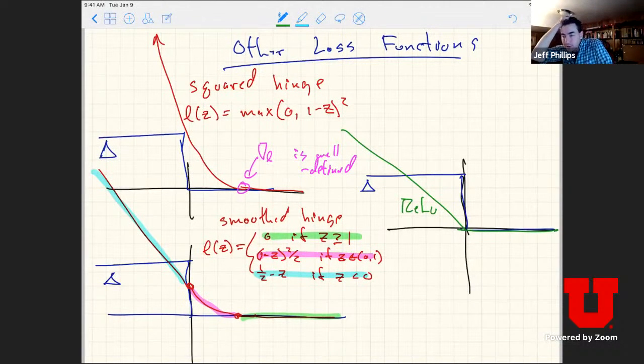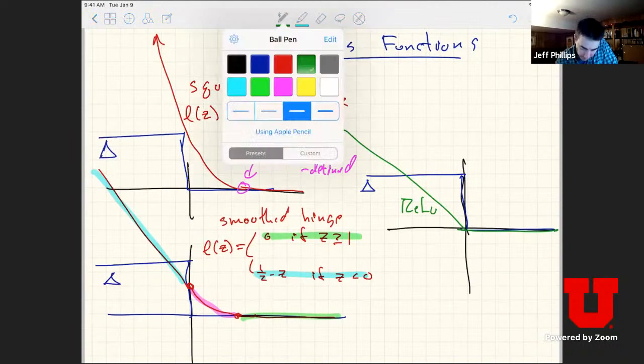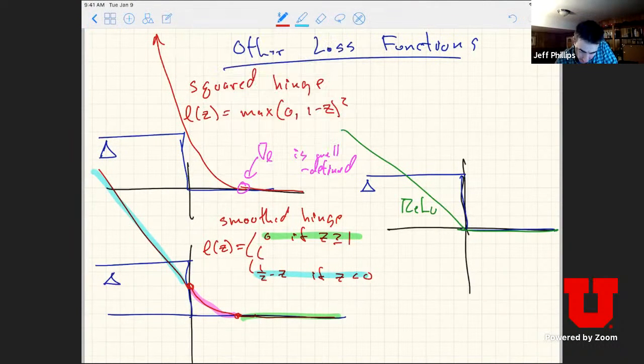Oh, can you rewrite the second equation? Yeah, this one, the second equation, the smooth hinge loss. Let me rewrite this here. This is 1 minus z squared divided by 2 if z is in [0, 1]. And this corresponded with this green line. Okay, great. So this is the ReLU function.